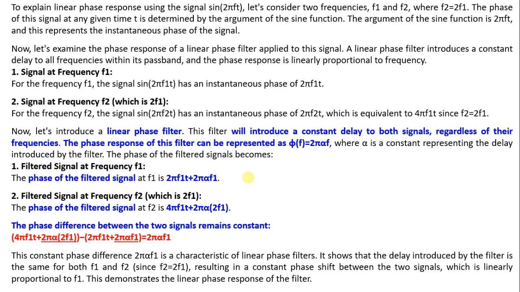Now, mathematically, the filtered signal at frequency f1 is given by 2 pi f1 t plus 2 pi alpha f1. Similarly, for the f2 signal, it would be 2 pi f2 t, and f2 is nothing but 2 f1, so we get 4 pi f1 t plus 2 pi alpha 2 f1. So what is the phase difference over here? The phase difference would be this one minus this one, so it is 2 pi alpha f1.